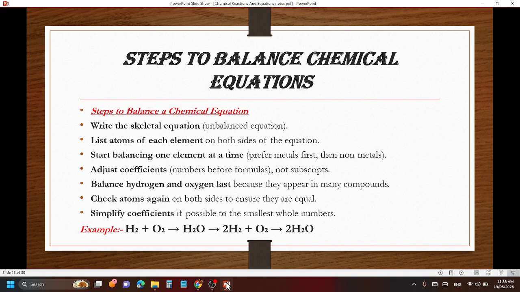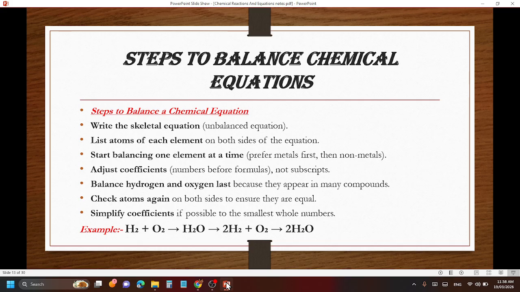Write the unbalanced equation. Now down below it, draw a table, and in the table you just list the atoms of each element on both sides of the equation. Like on the reactant side, the atoms of each element. In the equation there is iron, copper and hydrogen. Three elements are there. List the three elements and how many atoms there are, on the reactant side and the product side also.